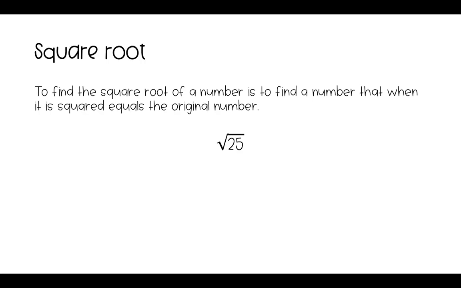So, the square root of 25. So, we're looking for a number when squared. So, that means it's times, and there's two numbers, equals 25. So here, if we go 5 times 5, well, 5 times 5 equals 25. So we say that the square root of 25 is 5. It's not 5 times 5, it's just 5. Because we know that if we were to square that, we'd get 25. And remember, square means a 2 here, which means 5 times 5 because we have the number twice.